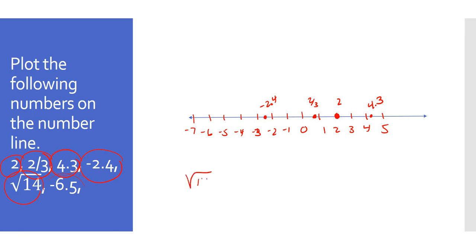Square root of 14. So how am I going to approximate that? Well, I know that it's less than the square root of 16, and I know that it's greater than the square root of 9. That's 3, and that's 4. So the square root of 14 is between 3 and 4. I'm going to put it a little closer to 4 because 14 is closer to 16 than it is to 9. So between 3 and 4, closer to 4, that's going to be the square root of 14. And the last one is negative 6.5, all the way down here. All right, so plotting points on a number line.